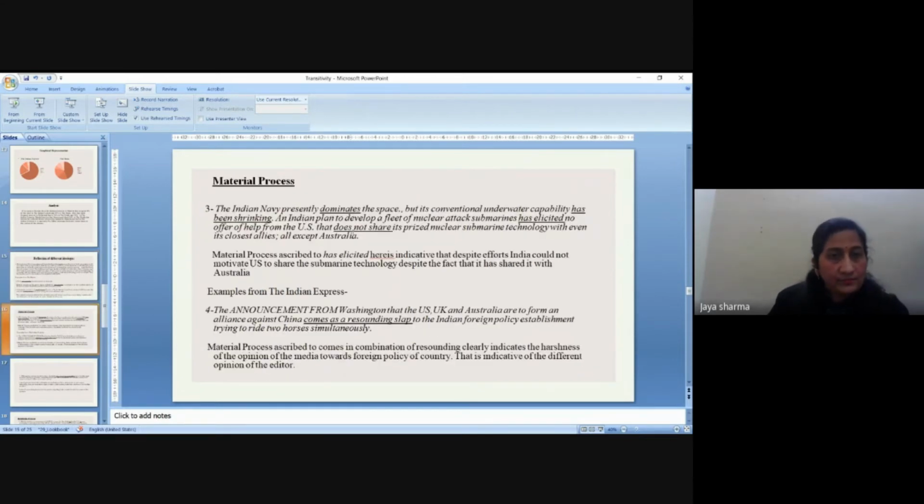Then the next material process, in the Indian Express: "The announcement from Washington that the US, UK and Australia are to form an alliance against China comes as a resounding slap to the Indian foreign policy establishment trying to ride two horses simultaneously." Here "comes" forms the material process, and "as a resounding slap" in combination clearly indicates the harshness of the media's opinion towards the country's foreign policy. So that is indicative of a different opinion of the editor from that of the Hindu.